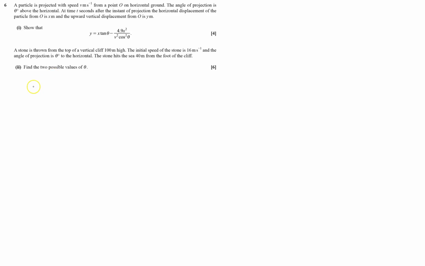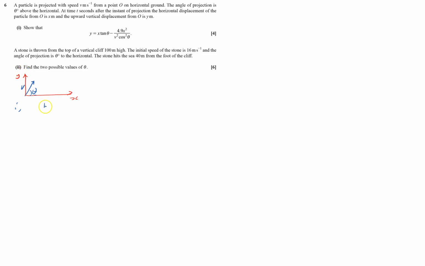A particle is projected with speed v from horizontal ground, so it goes up there. The angle is theta. Part 1 basically says derive the equation of trajectory. That's my x-axis, that's my y-axis, which is positive there.